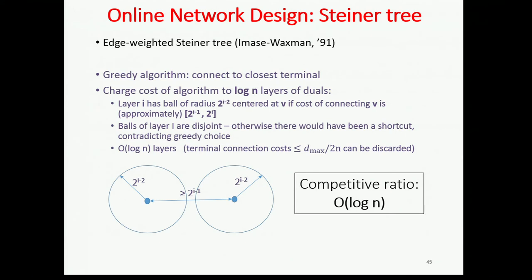The reason for that is that if they were not disjoint, if they had an intersection, then I could have shortcut, I could have gotten from the terminal to the root through a faster route, contradicting the greedy choice of the algorithm. So each radius defines a feasible dual solution whose value is a lower bound on OPT. I have log n layers, so I get a log n competitive ratio.